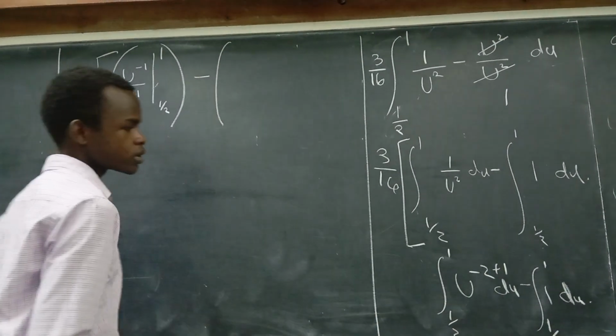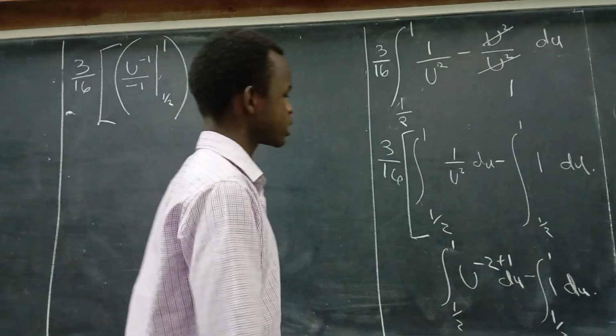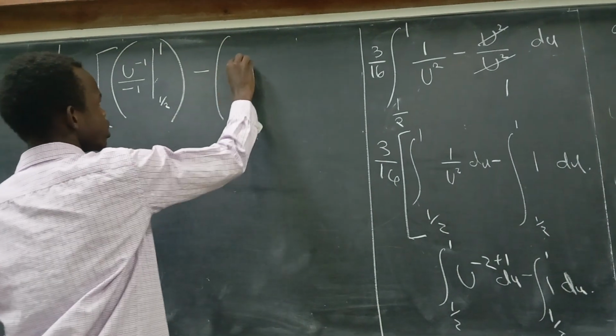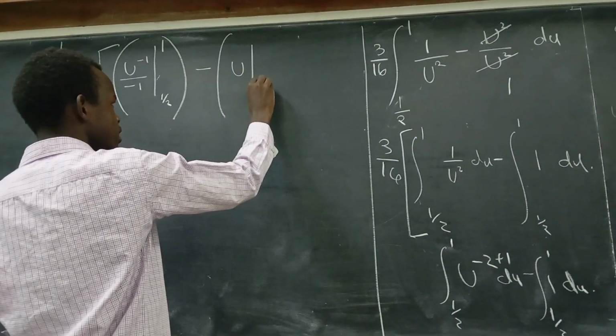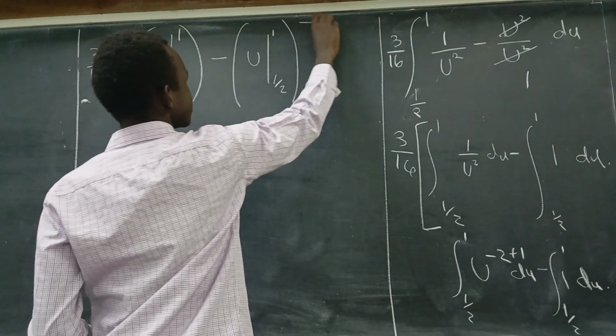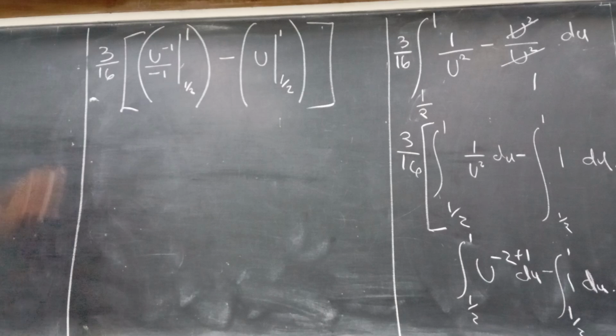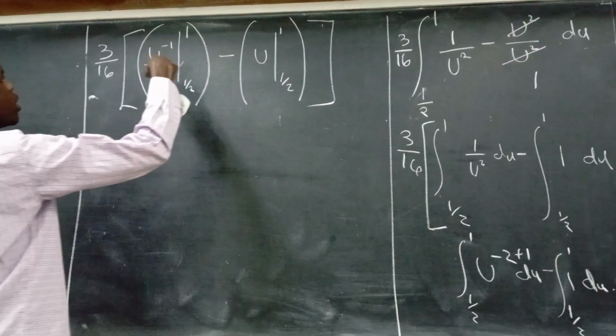The second part, what's the second part? The integral of 1 with respect to u is just the same as u. So I'll write my u, and again it has bounds from a half to 1. Okay, that whole expression multiplied by 3 over 16. So let's evaluate this part.